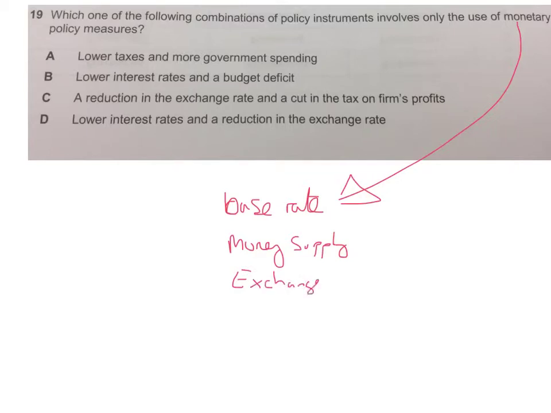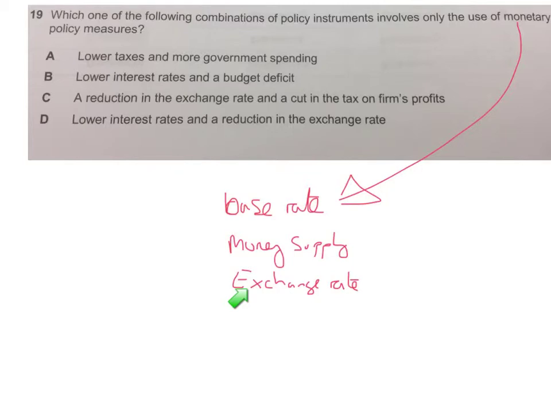As we know, at AS, of the three, you really care about the base rate, but you have to remember these as part of your definition. So which one of the following combinations involves only the use of monetary policy? So I'm going to go through these ones.